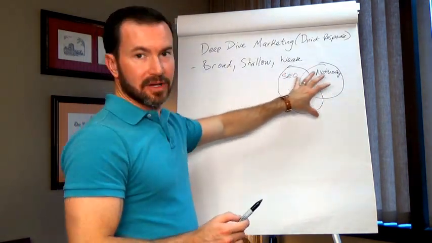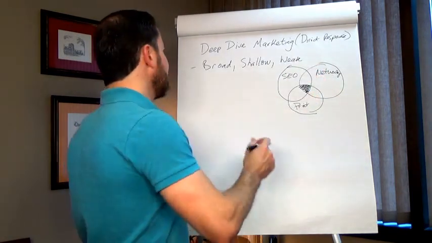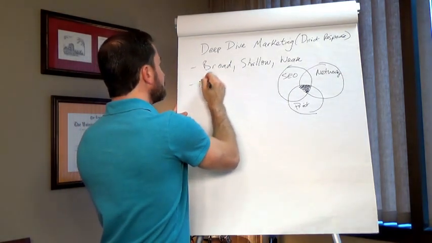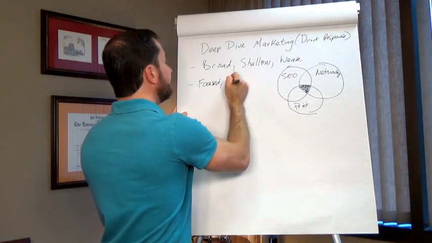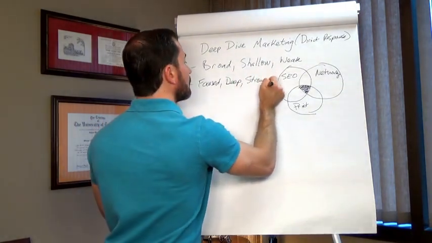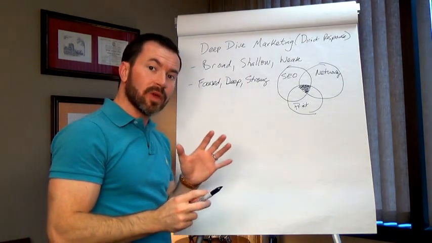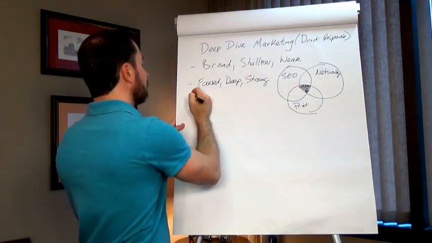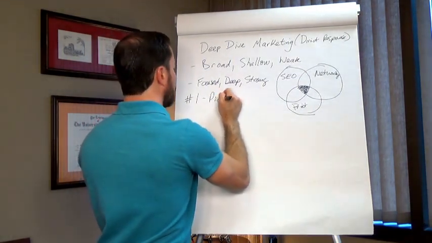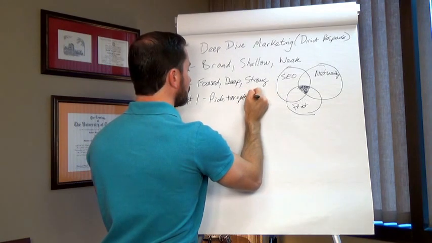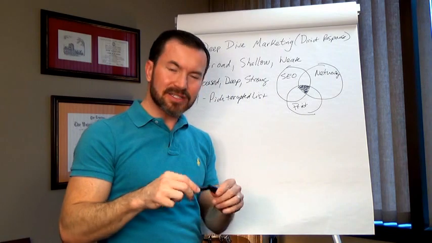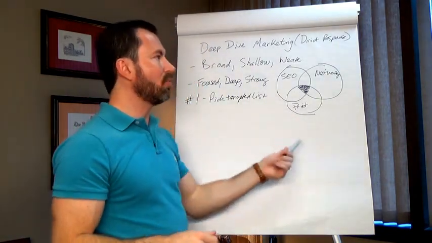Well, here's what I recommend that you do instead, is that instead of being broad, shallow, and weak, that you go focused, deep, and strong. And what that means is that we are going to do, first things first, number one, we're going to pick a targeted list. Right? If we want business, let's just go get it. Let's not be indirect about it. Let's not try to go 1,000 different ways.